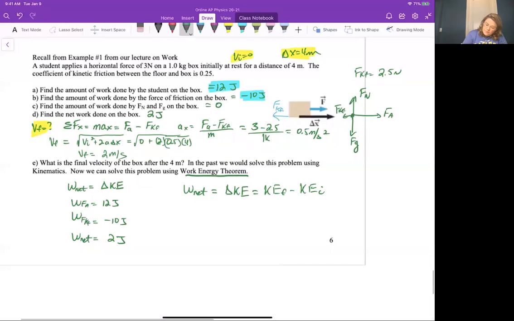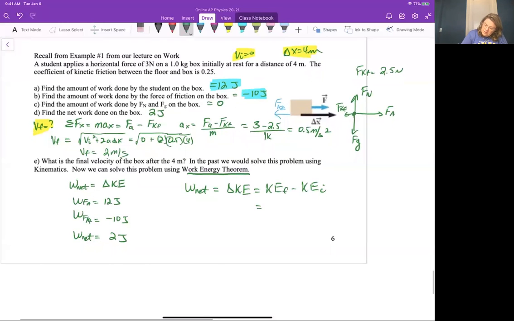Let's continue. What is the equation for kinetic energy final? It's 1/2 m v final squared minus 1/2 m v initial squared. What was the initial velocity? 0. So we know that the net work in this situation, which we know to be 2 joules, is equal to 1/2 m v final squared, excuse me.